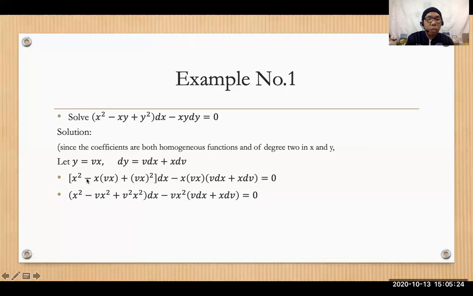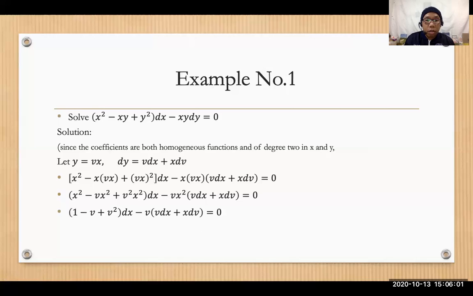Here we just multiply x times vx. So this is vx squared. Here you have v squared x squared. And here you have minus vx squared. As you can see, common yung x squared sa bawat term. So we can divide both sides by x squared. And that we have here 1 minus v plus v squared times dx. And minus, natanggal na yung x squared dito, naging v na lang times the quantity v dx plus x dv equal to 0.